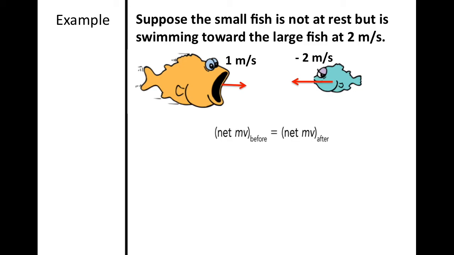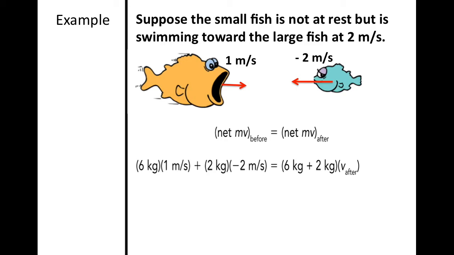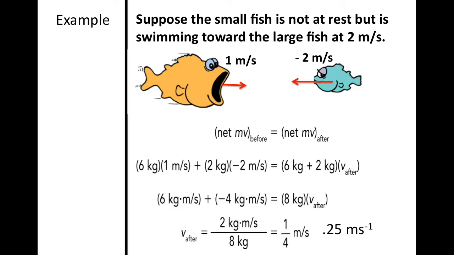When we solve for this, remember we do need to say that the momentum from before is equal to that of the momentum after. Finding the before, it is going to be fish number 1's momentum plus fish number 2's momentum, equaling that of both of the fish together times the velocity of those two fish. Solving for velocity, we get an answer of 0.25 meters per second.